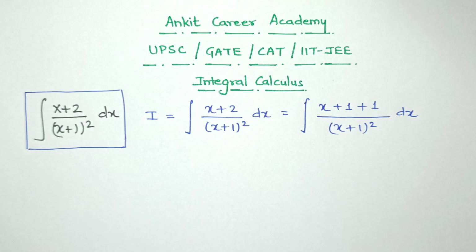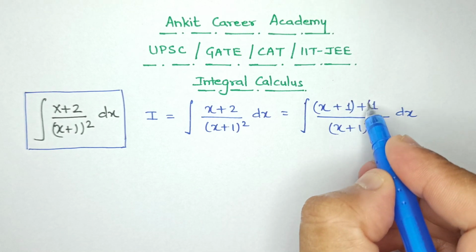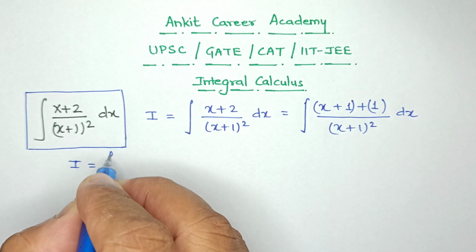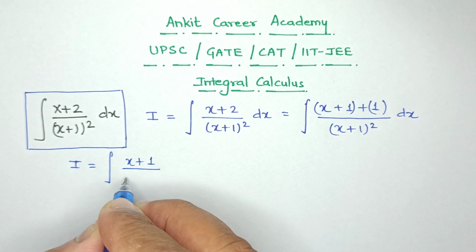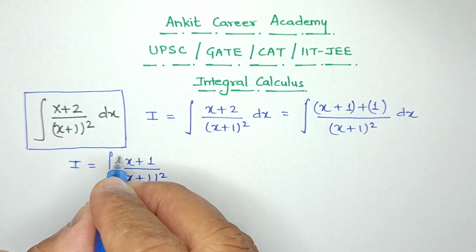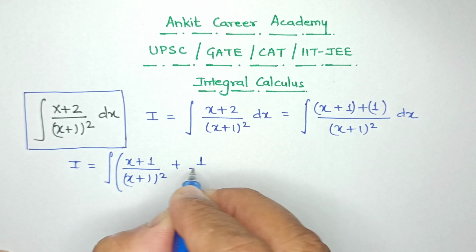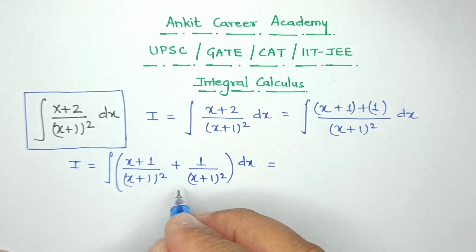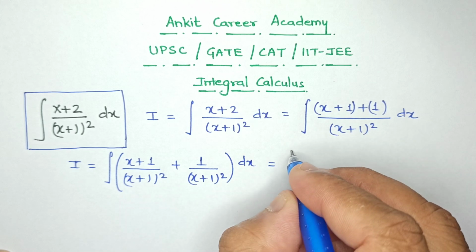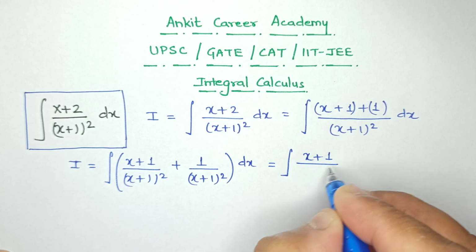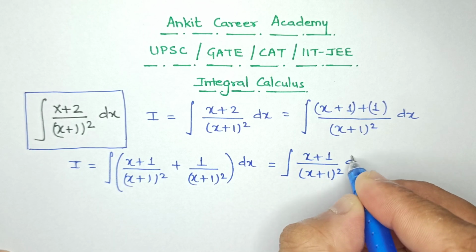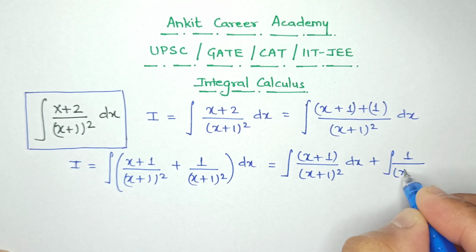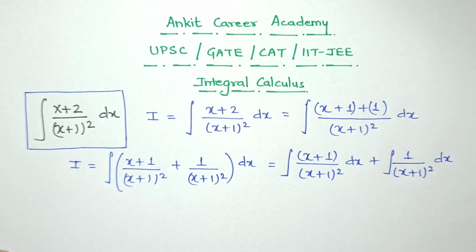Now clearly, after this we can group this inside one bracket and this inside the second, and then shift the brackets. So I would be equal to the integration of [(x + 1) divided by (x + 1) whole square plus 1 divided by (x + 1) whole square] dx. Now using the distributive property, we'll separate both these terms. So the first integral would be (x + 1) divided by (x + 1) whole square dx, plus the integration of 1 divided by (x + 1) whole square dx.